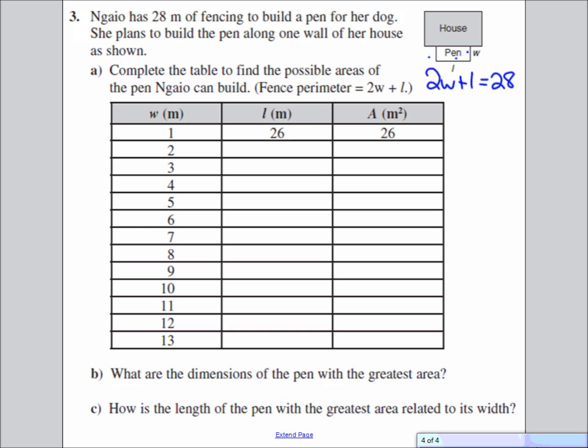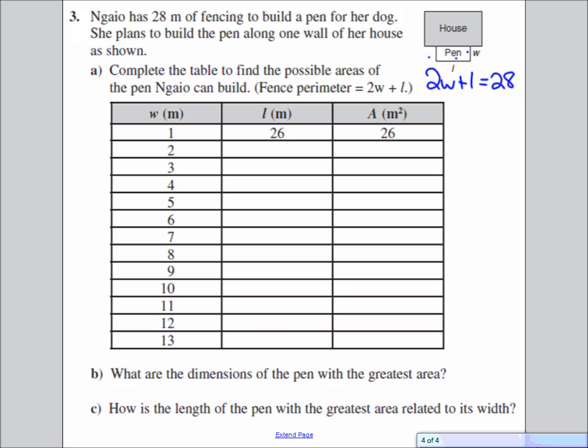What she did is she completed a chart. And she just said, you know what, I'm going to pick arbitrary numbers for the width of this pen I'm creating. Okay? So she said, let's start with 1 meter. And go to 2, 3, 4, 5, 6, 7, 8, 9, 10. Okay? We know that the perimeter always stays at 28. But I want to know the length. And once I have the length, I can then calculate area. Does everyone agree with that?